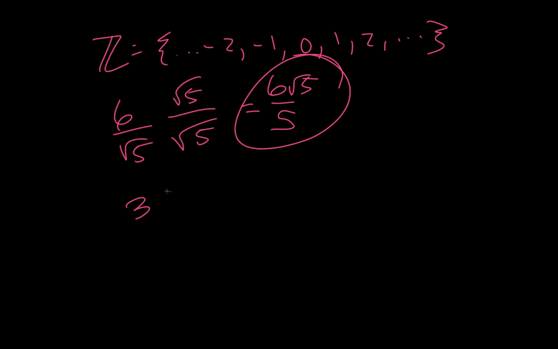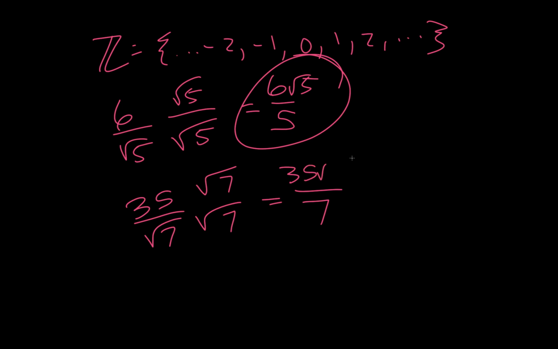And then we also come to 35 over root 7. We multiply the top and the bottom by root 7. Root 7 times root 7 is just 7. And then we're left with 35 root 7 on top. Okay, so that's everything on that one.